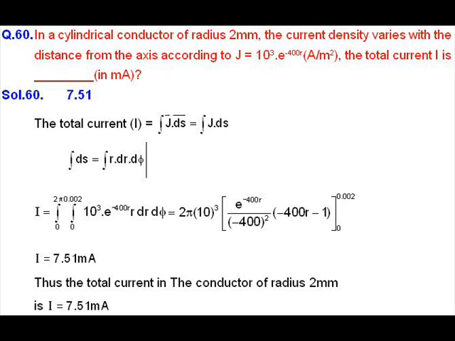So the total current I is equal to the surface integral J vector dot dS vector. And for the cylinder, dS equals r dr d phi. So total current I equals integral from 0 to 2 pi and integral from 0 to 2 mm of 10 to the power 3 e to the power minus 400 r into r dr d phi. By calculating this, we will get I equals 7.51 milliampere. So the total current in the conductor of radius 2 millimeter is I equals 7.51 milliampere.